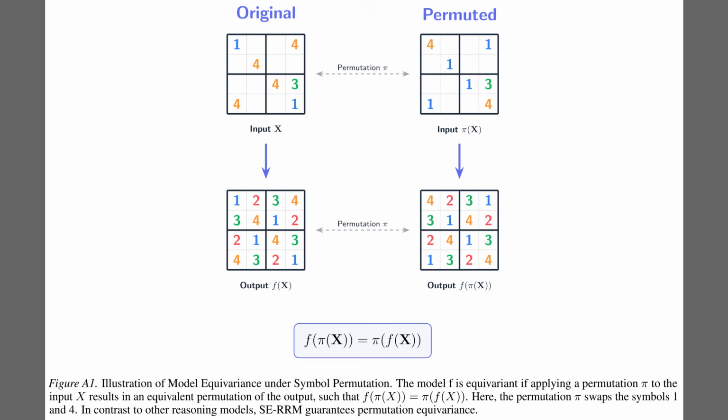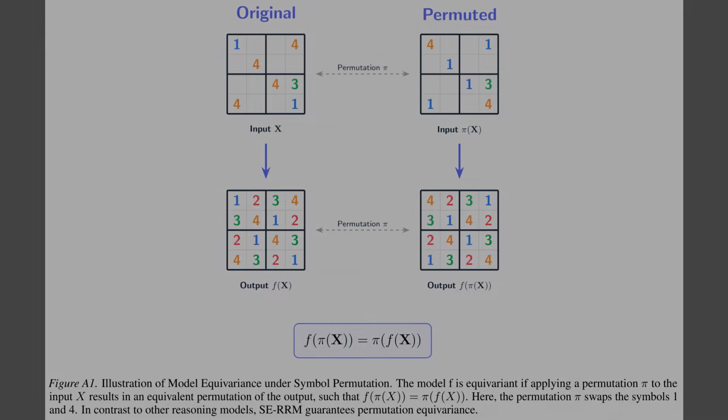To understand exactly what symbol equivariance means, Figure A1 provides a clear visual definition. On the left, we see a standard input puzzle and the solution generated by the model. If we define a permutation that swaps the numbers 1 and 4, as shown on the right, the model's output changes in exactly the same way. The equation at the bottom formalizes this. Applying a permutation to the input is mathematically identical to permuting the output, which proves the model is reasoning about relationships rather than specific pixel values.